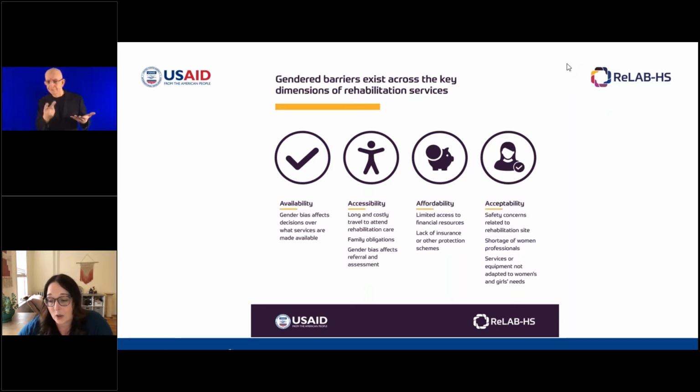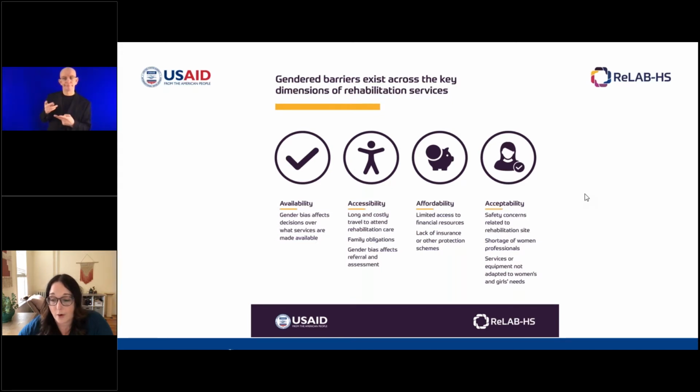We also see discrimination in attitudes held by staff and wider society, which can affect access to rehabilitation and referrals. And regarding information accessibility, the evidence shows that women often receive less comprehensive inpatient education than men.